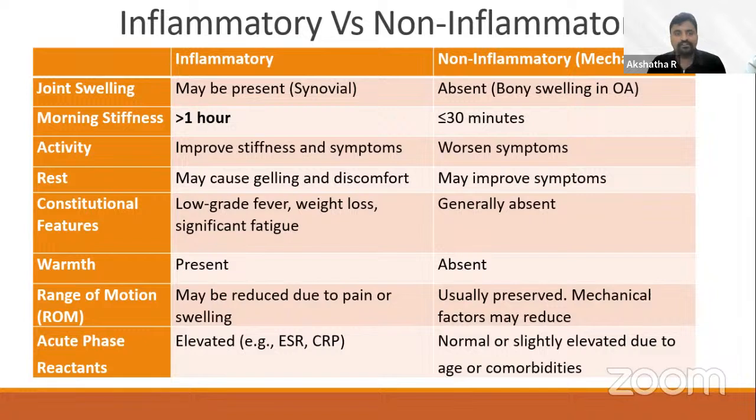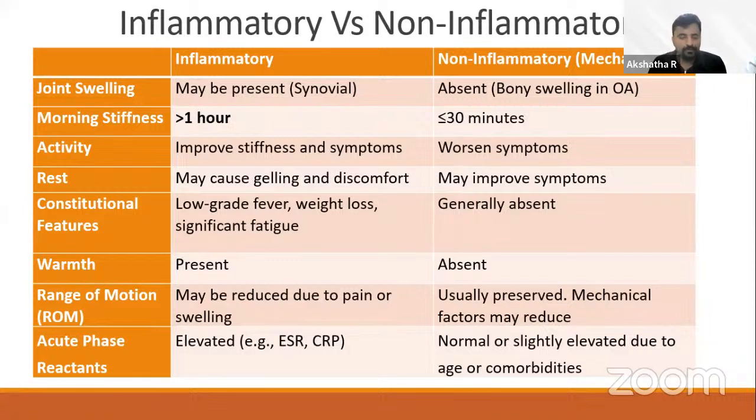There can be associated constitutional features like low-grade fever, weight loss, and fatigue. And there will be a local rise of temperature, so we can have warmth, and there can be reduced range of movement and pain due to the swelling in inflammatory arthritis. And inflammatory arthritis can have elevated ESR and CRP.